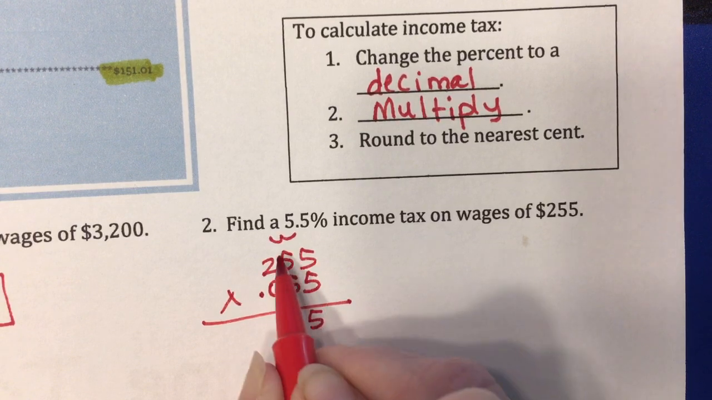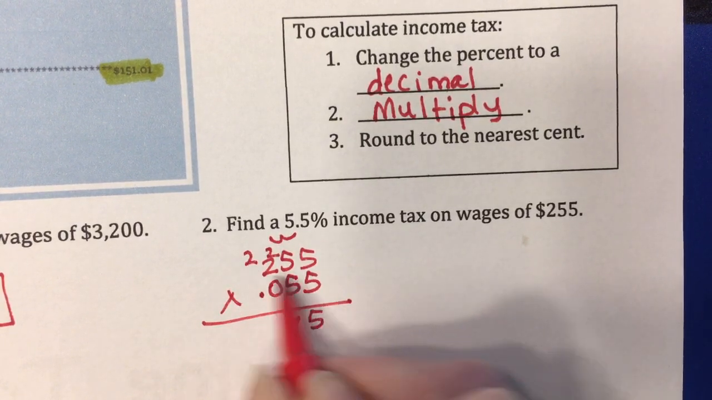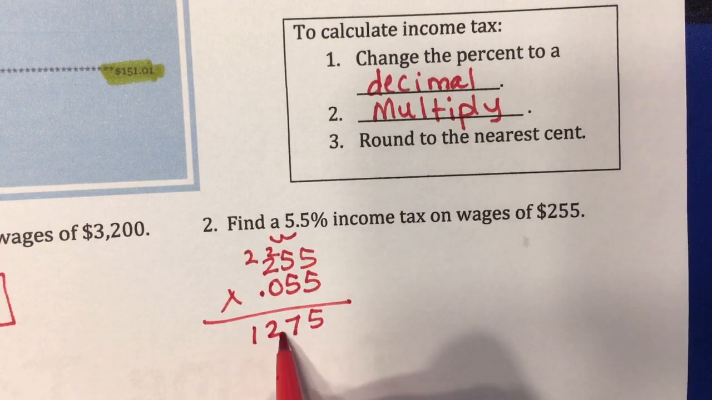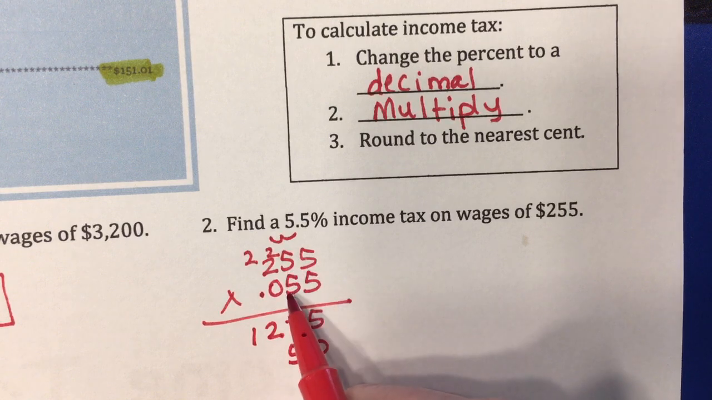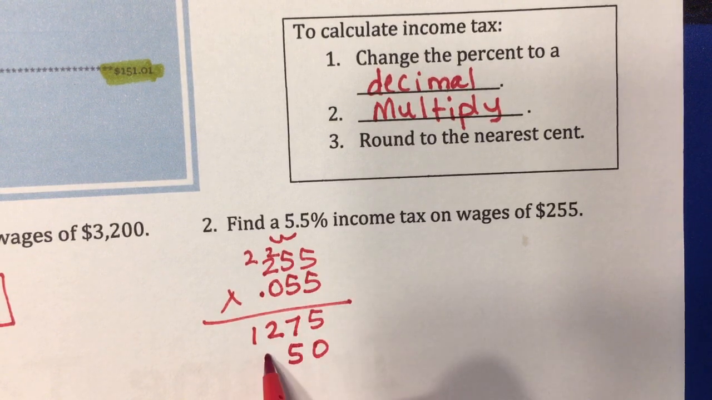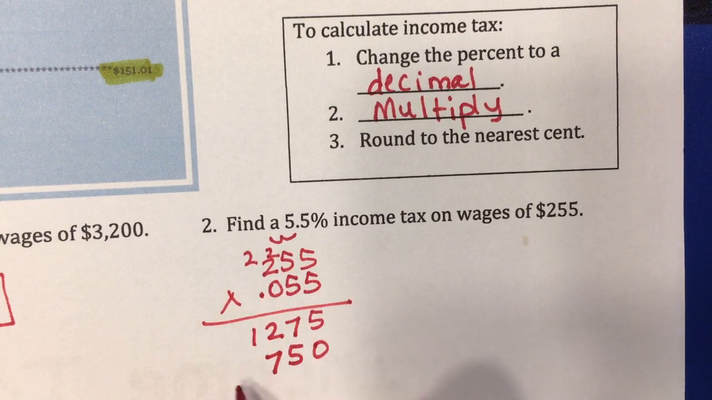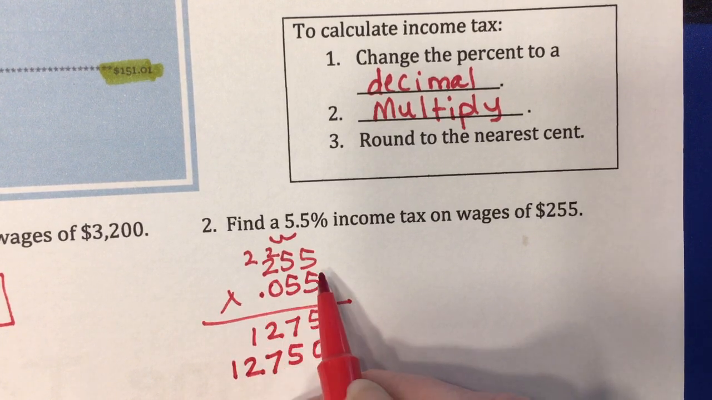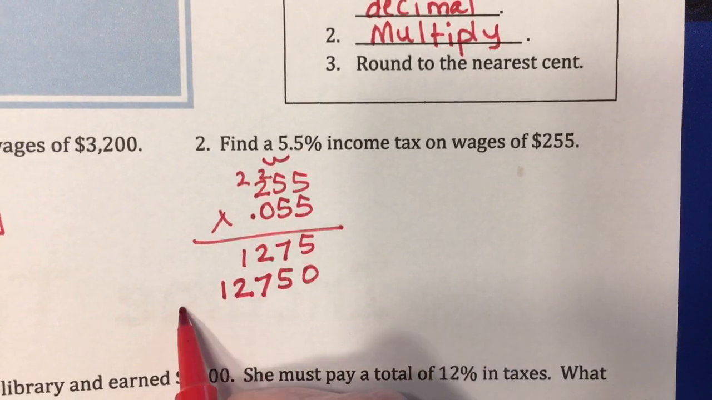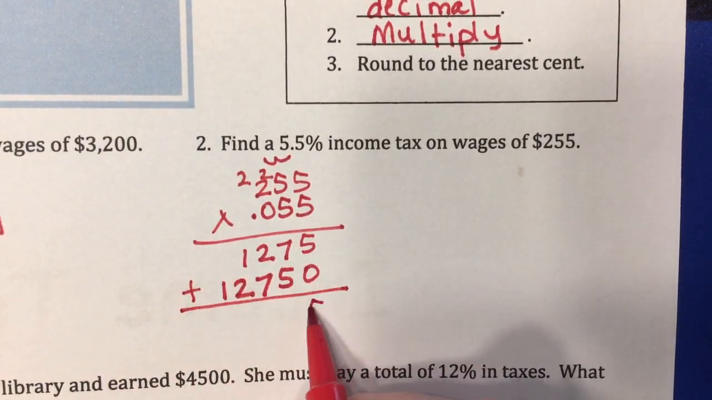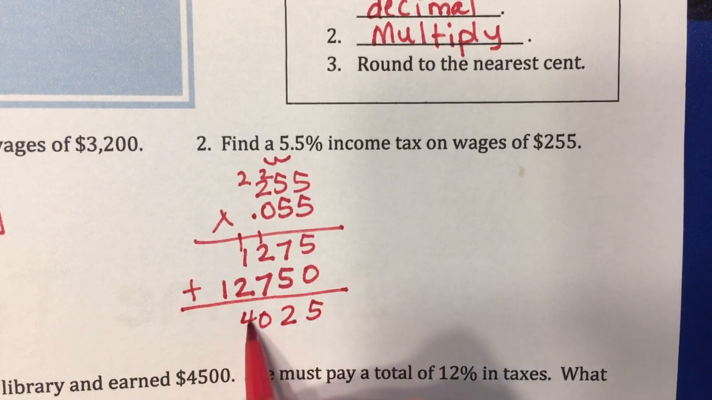So 5 times 5 is 25, 5 times 5 is 25, plus 2 is 27, 5 times 2 is 10, plus 2 is 12. I'm going to start with a 0, 5 times 5 is 25, carry 2, 5 times 5 is 25, plus 2 is 27, carry the 2, 5 times 2 is 10, plus 2 is 12. And then I need to multiply by the 0, but that's just going to give me a row of zeros, so I'm just going to skip that part and add these up. So I get 5, 12, 10, 4, and 1.